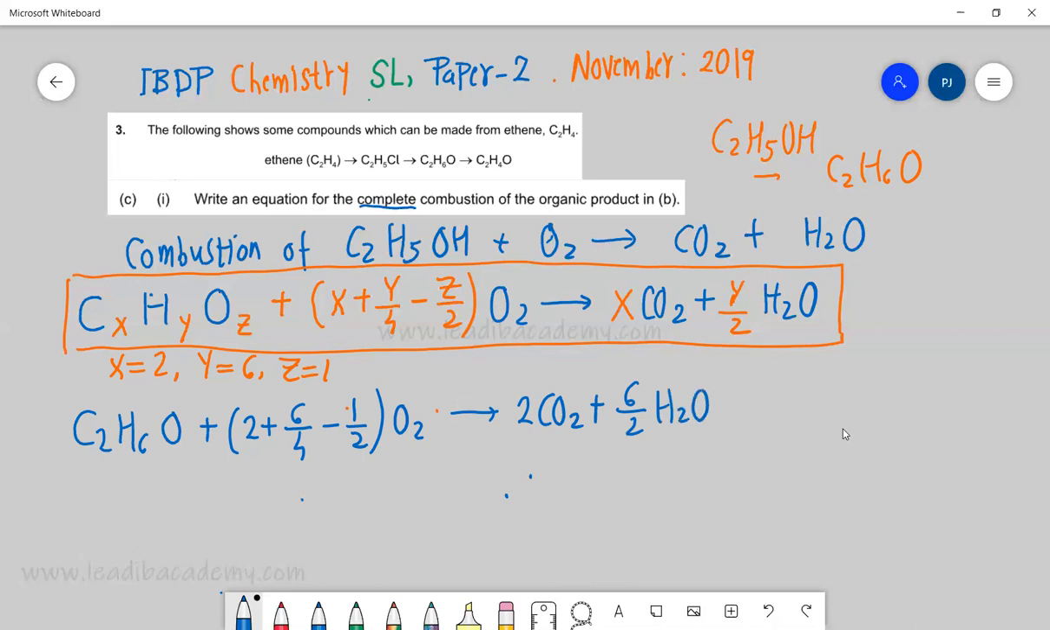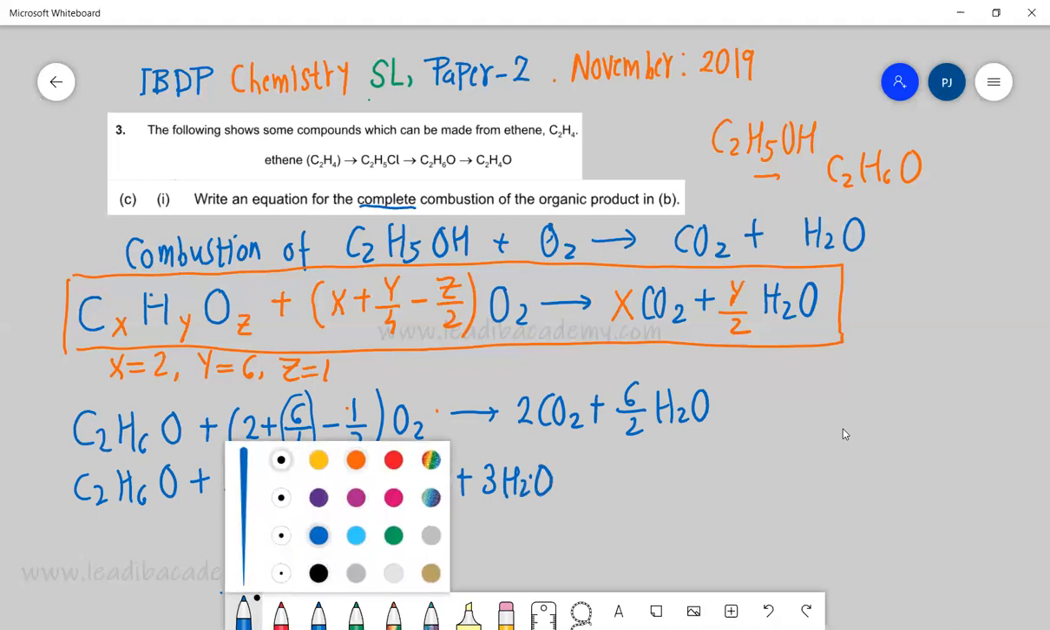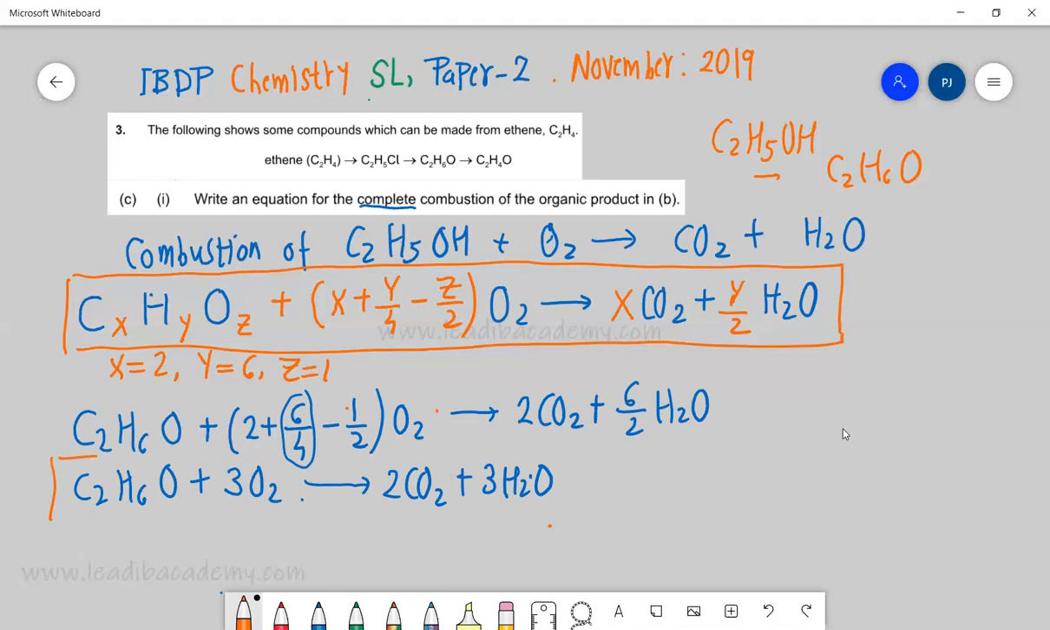So let's recalculate this. This will be 2 minus half, that is going to be 3 by 2, and this is also going to be 3 by 2. So 3 by 2 plus 3 by 2 is going to be 3. So 3 oxygen, giving us 2 CO2 plus 6 by 2, that is 3 H2O. And our complete equation is this. So you don't need to really balance if you remember this formula. Very, very simple.